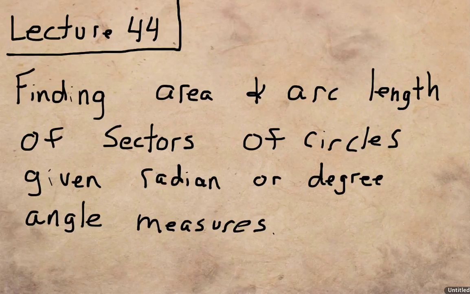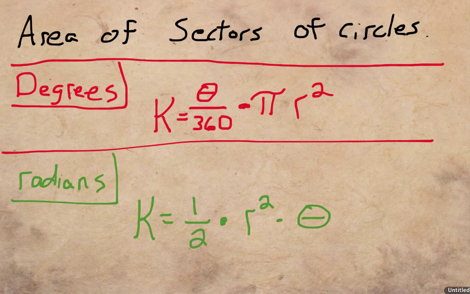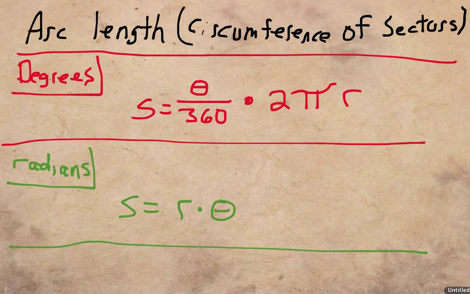I'd advise you to briefly pause the video and copy down these formulas listed here for the area of sectors of circles. And then over here we have the arc length, which is the circumference of sectors of circles. Might be a good quiz question. Hit pause and copy these formulas down.